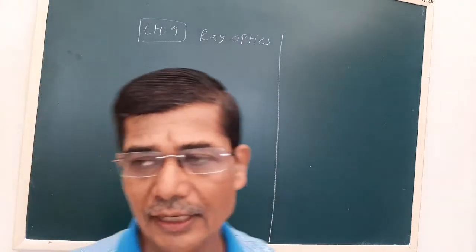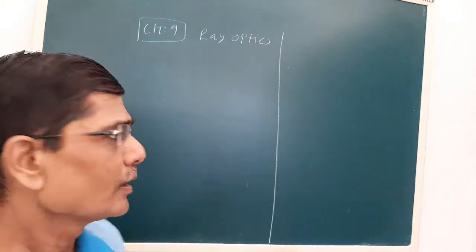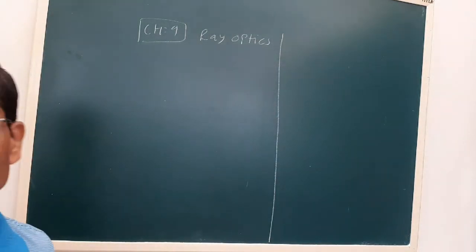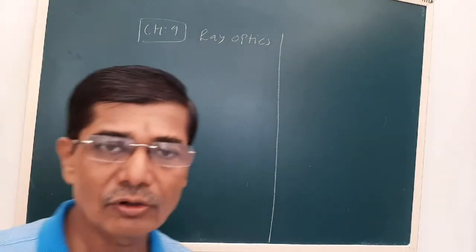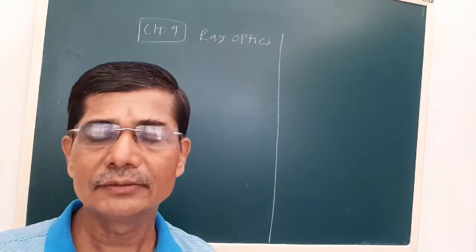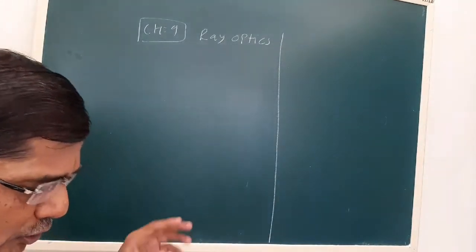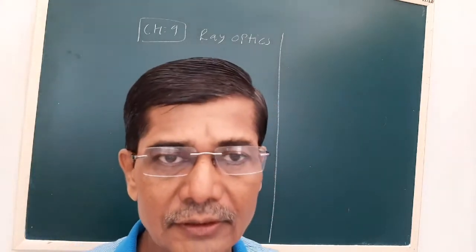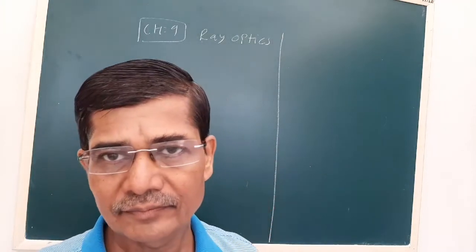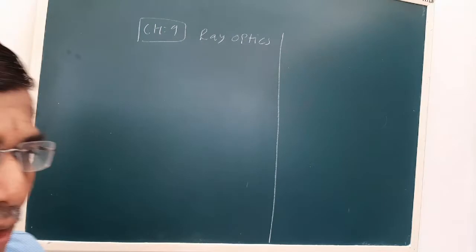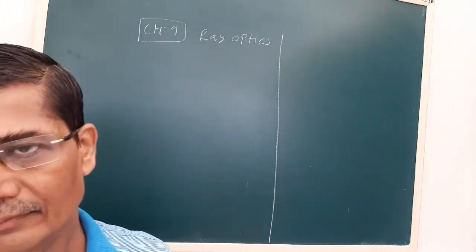Dear students, in the last lecture we started lesson number 9, that is ray optics. We saw what ray optics is. It is based on the property that light travels in a straight line. We talked about reflection of light, the laws of reflection, and importantly, how to draw a ray diagram.